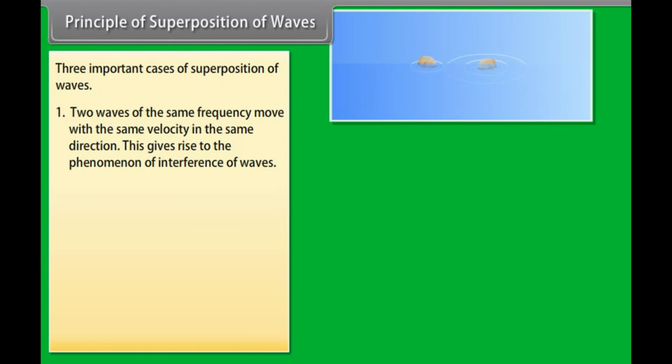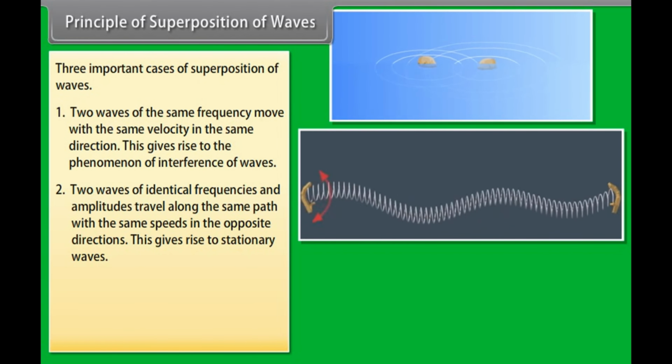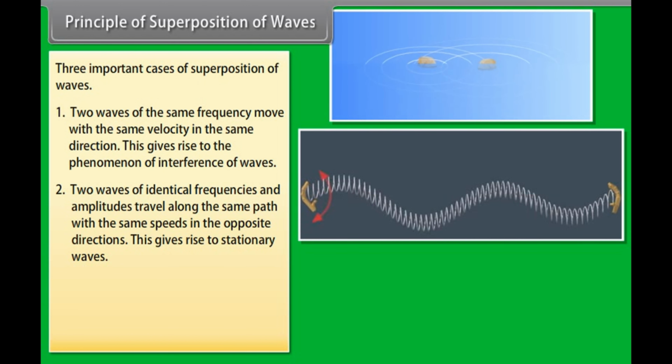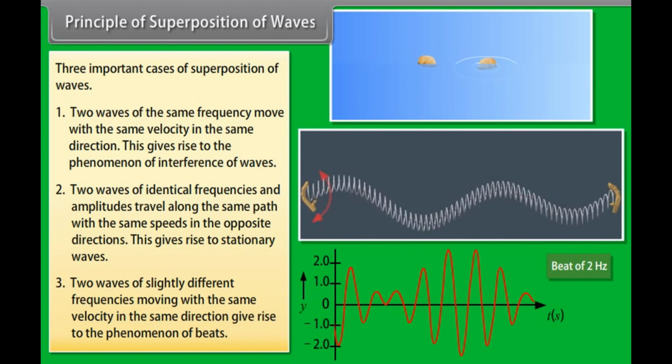Number 1. Two waves of the same frequency move with the same velocity in the same direction. This gives rise to the phenomenon of interference of waves. Number 2. Two waves of identical frequencies and amplitudes travel along the same path with the same speeds in the opposite directions. This gives rise to stationary waves. Number 3. Two waves of slightly different frequencies moving with the same velocity in the same direction give rise to the phenomenon of beats.